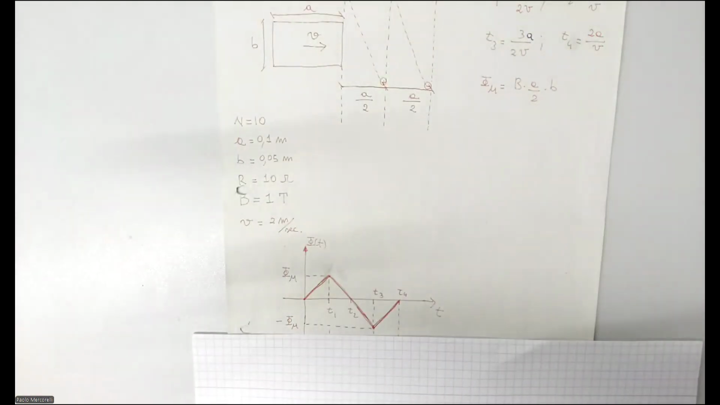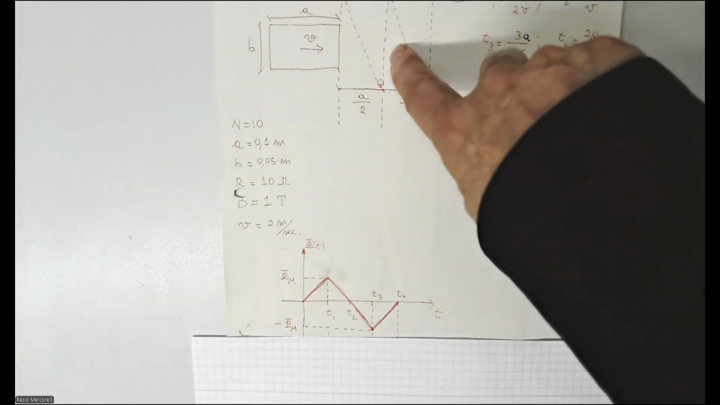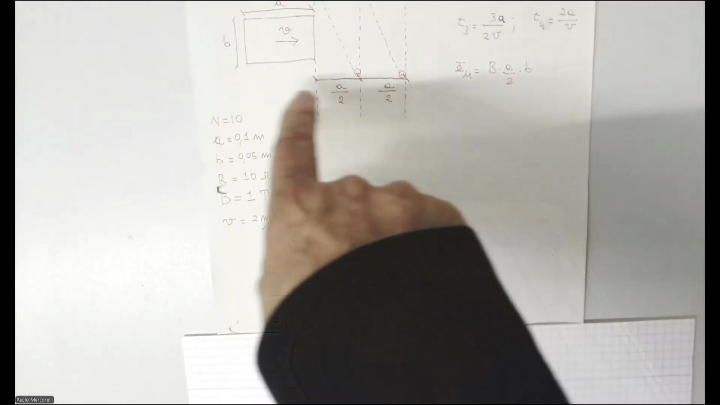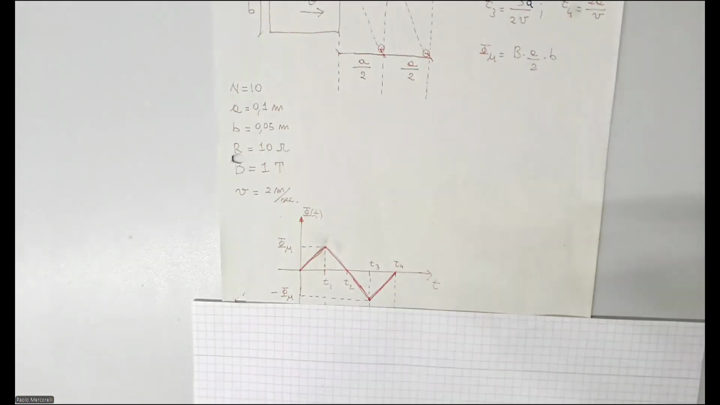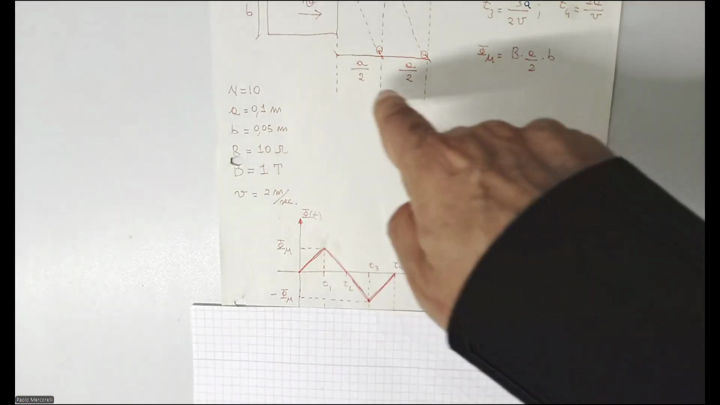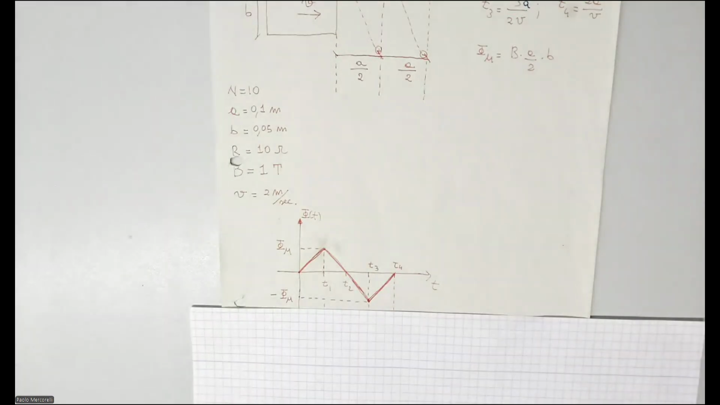I don't know if it's clear. What is this time when this conductor is here? It is calculated here because it's A divided 2, excuse me, A divided 2, the stroke which I have to cover, divided by the velocity. V is constant, otherwise it's complicated. In the exam, I will put V constant, not to clarify the concept.